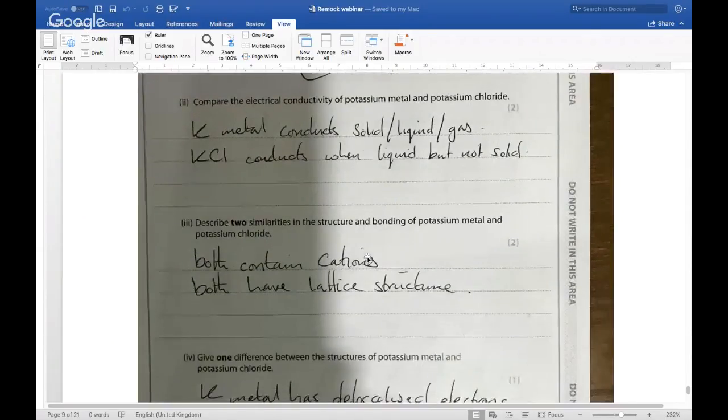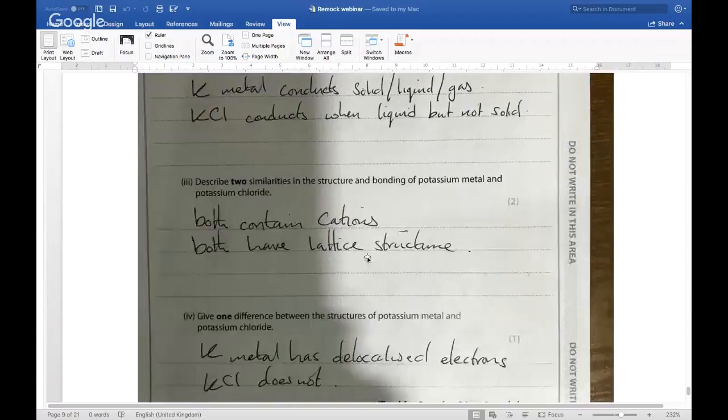Next, describe 2 similarities in the structure and bonding of potassium metal and potassium chloride. I thought that was genius. They've both got cations in their structures, and they both have giant lattice structures.